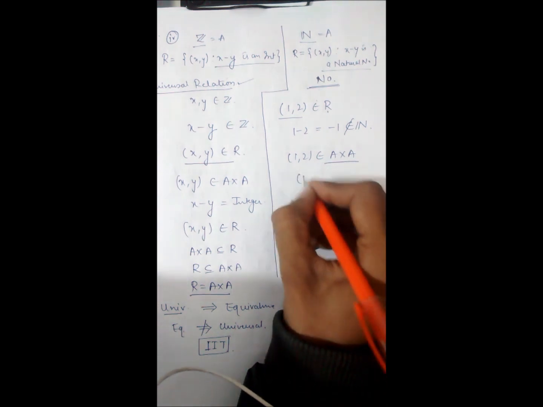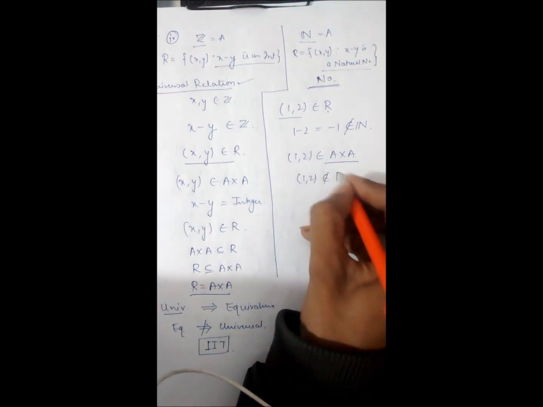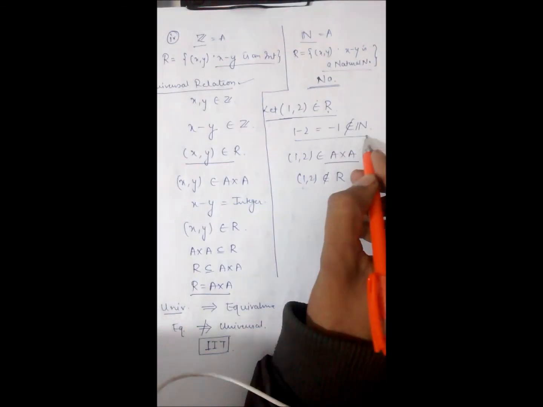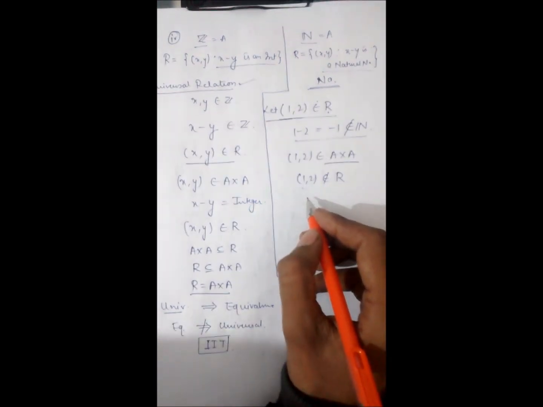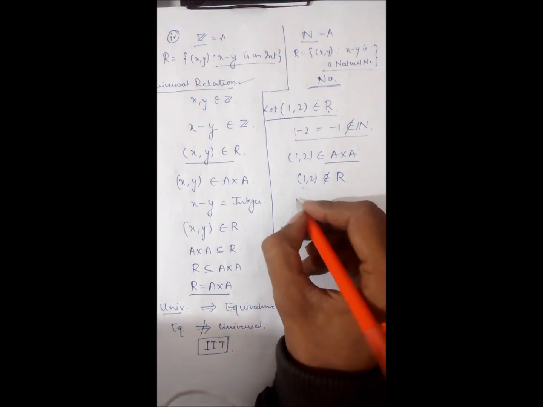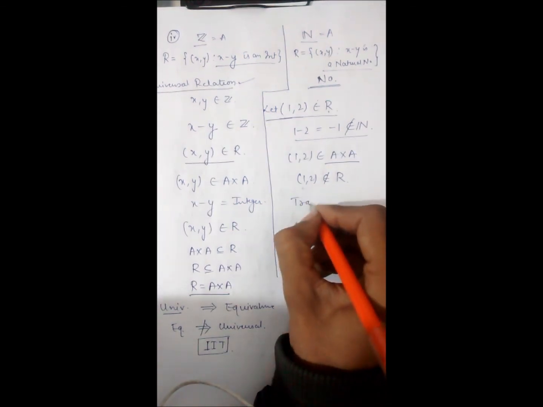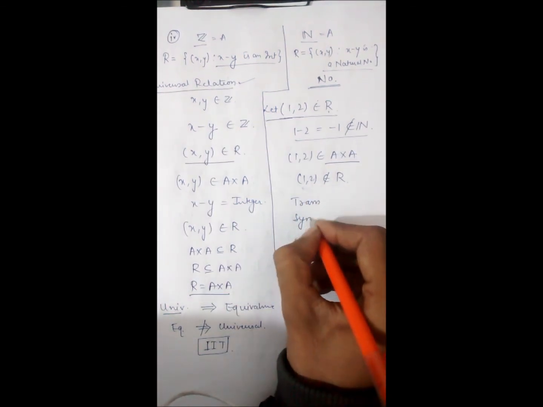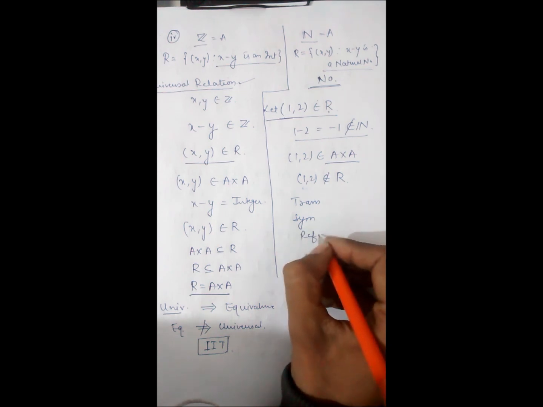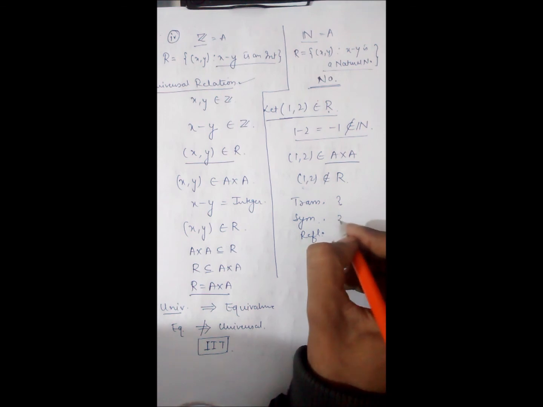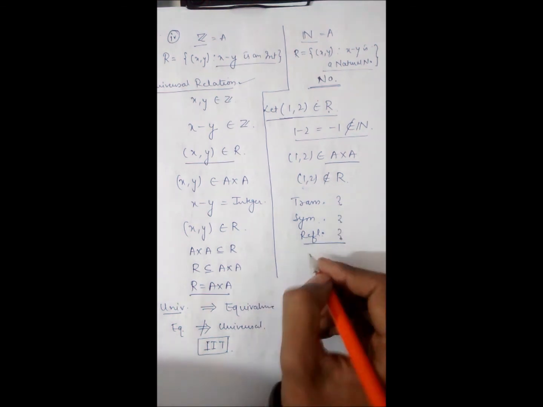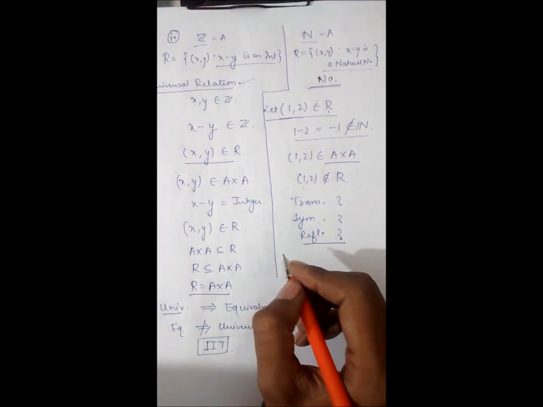This element is here, but (1, 2) does not belong to R. Here also I tried to choose (1, 2), but later I get a contradiction that this is not possible. So this is not a universal relation. Now you can check whether it is transitive, symmetric, reflexive or not. This is a question we can do in the same way as we have done the previous questions.